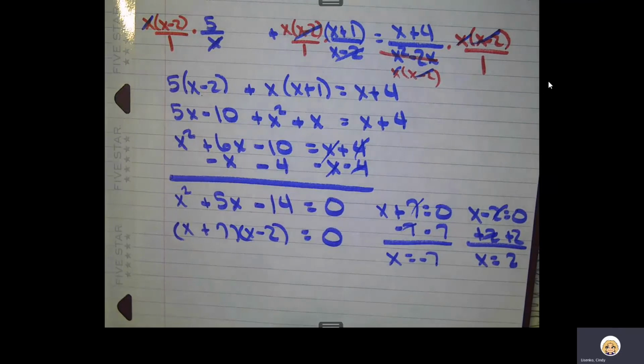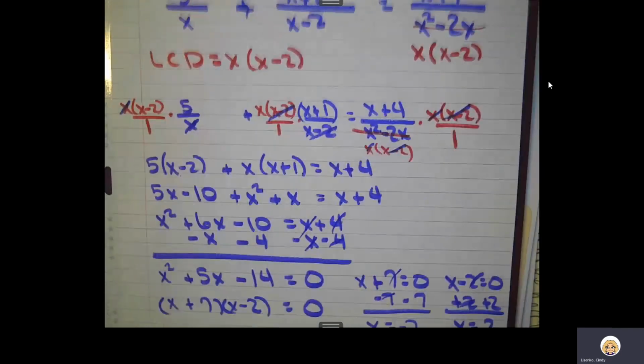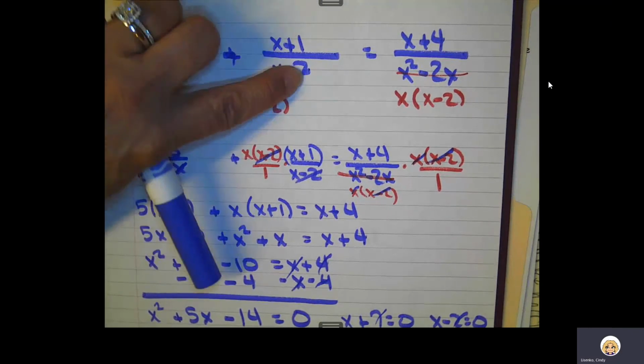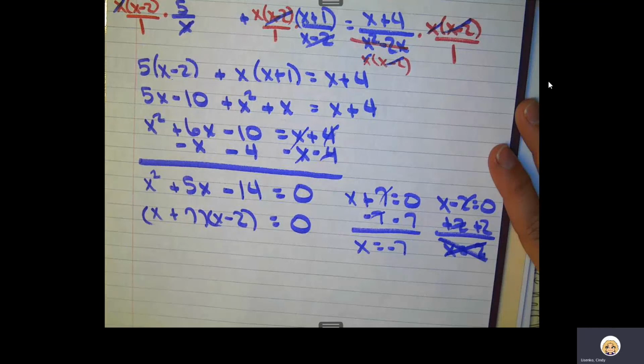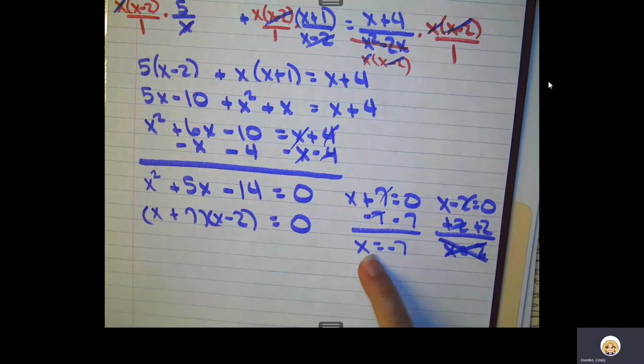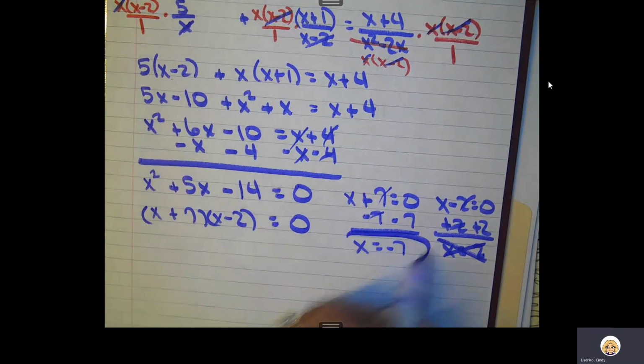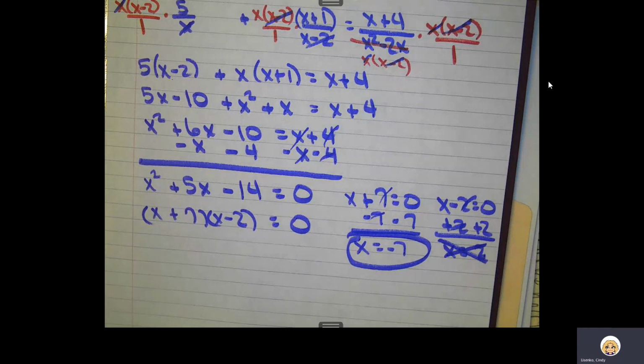Now, before we circle any, we want to take a look at the original problem. Will either of these answers make the denominator, the bottom of the fraction, 0? Well, it would be this one right here, this 2. If you plug in 2 right here, 2 minus 2 is 0. We don't care about the top. Because that gives us a 0 on the bottom, we can't have that answer. Plugging in negative 7 on the bottom would work for all of them, so that would be our answer. And you can always check in your calculator to verify.